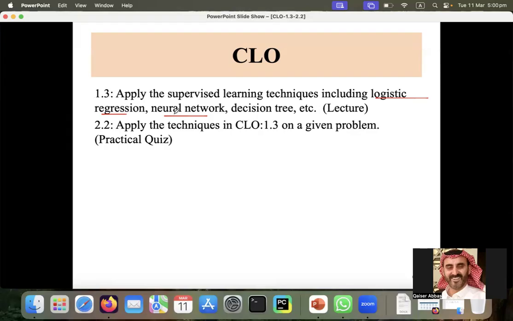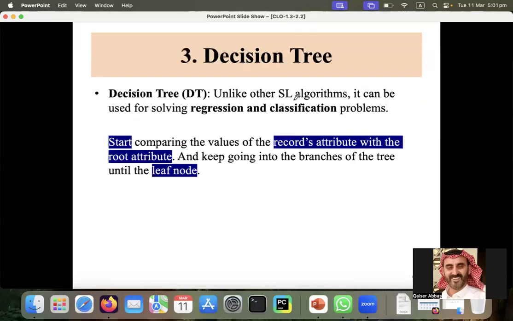Because neural network, you can use it as supervised learning, you can use it unsupervised, you can use it for reinforcement. So I have neural network here now, it is done, and we will touch it again with the CNN in the unsupervised approach. And now we are moving toward the decision tree, and then this CLO will be finished, but it will take time. Let's see.